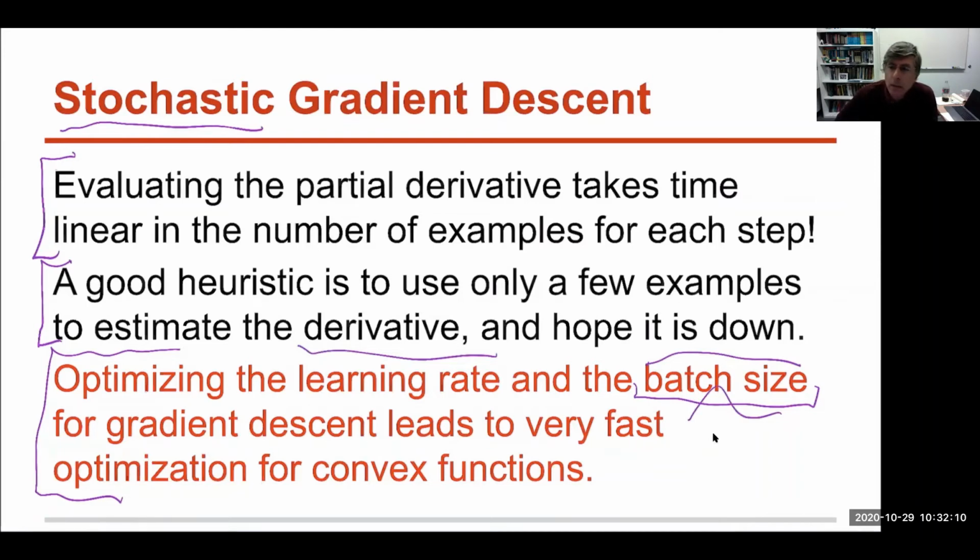Any questions about stochastic gradient descent search? This is the idea behind many machine learning algorithms, okay, and is the key thing that makes them run fast. Any questions? Okay, good.